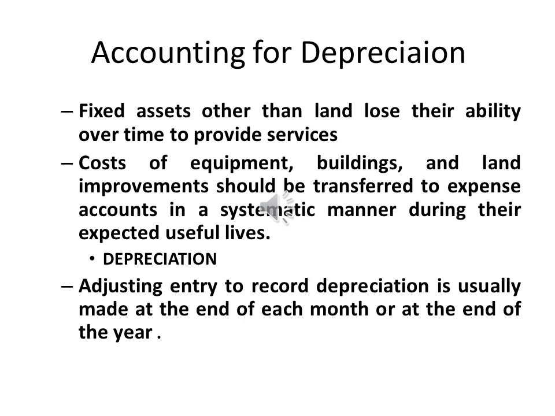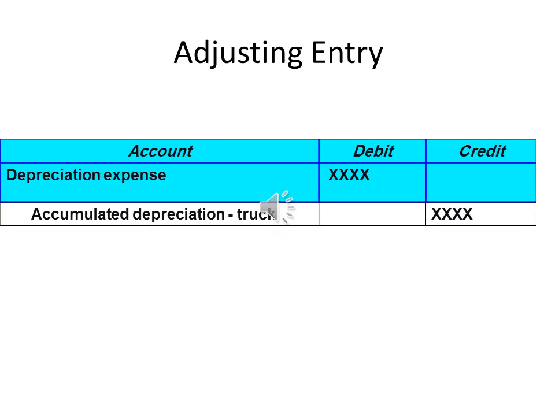Adjusting entry to record depreciation is usually made at the end of each month or at the end of the year. The adjusting entry for recording depreciation: depreciation expense debit, accumulated depreciation credit.